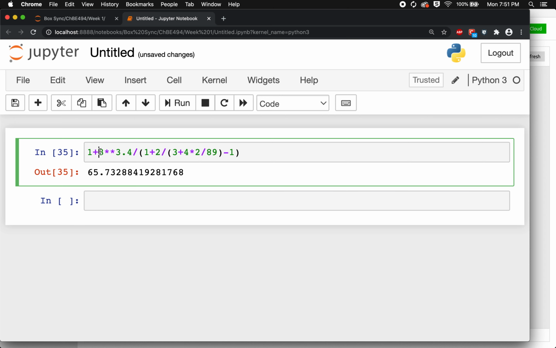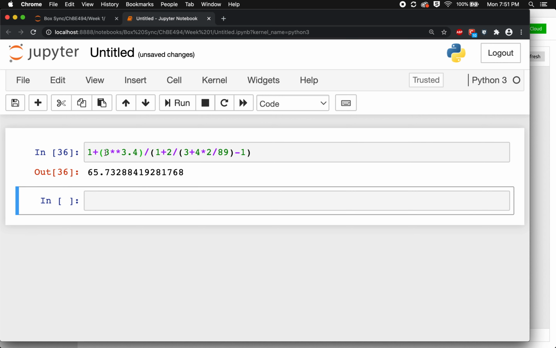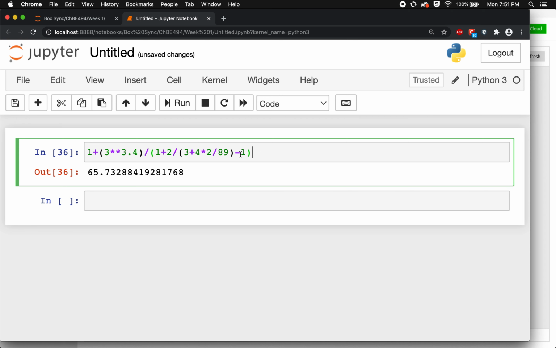Here's a case where I'd probably put parentheses around here just to make sure that it's clear that this is being done first and then being divided by that. But anyway, you can see that you can put in as complicated expressions as you like. So it's kind of like a scientific calculator.